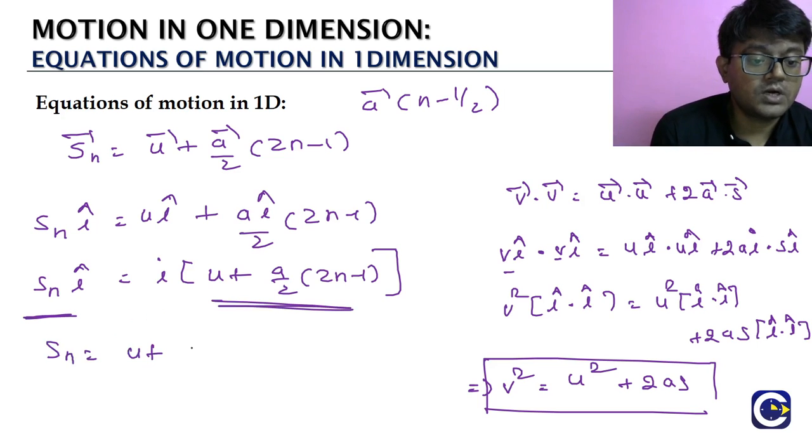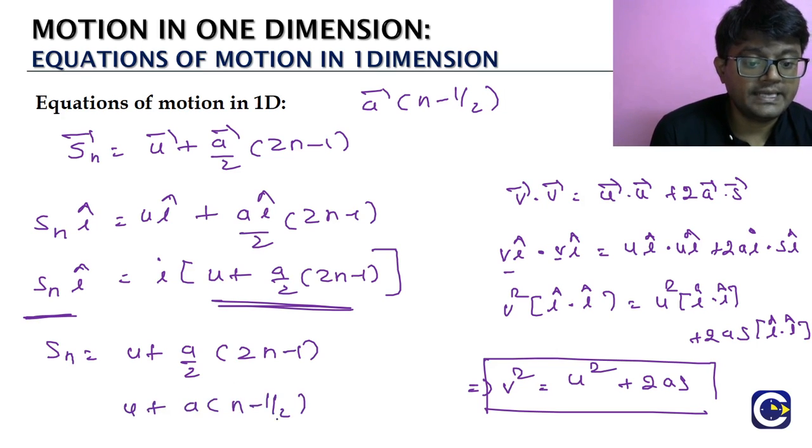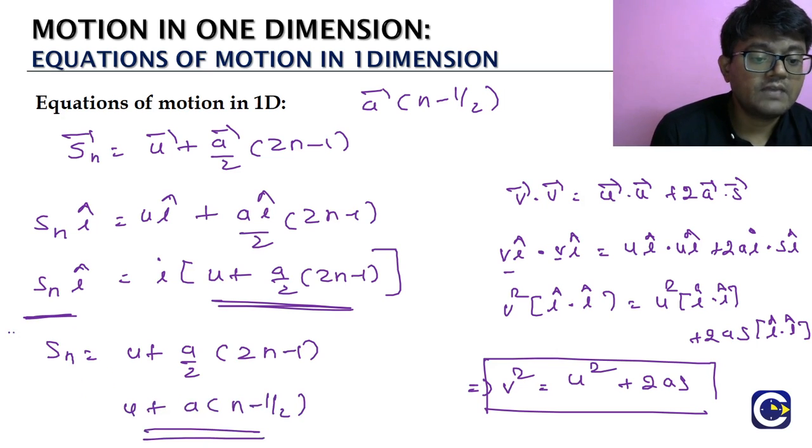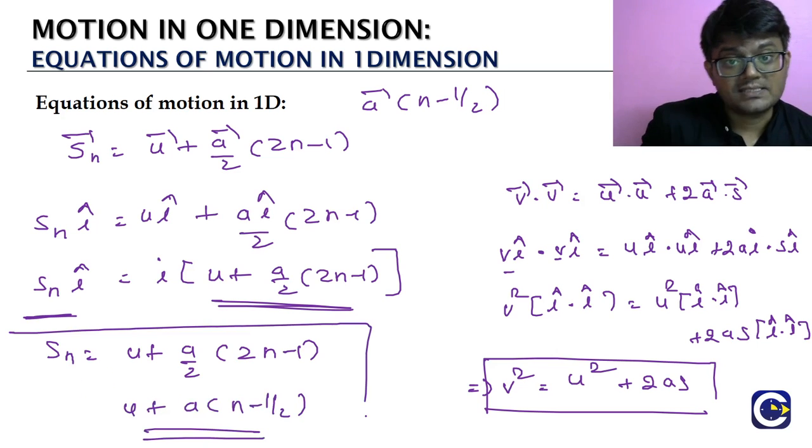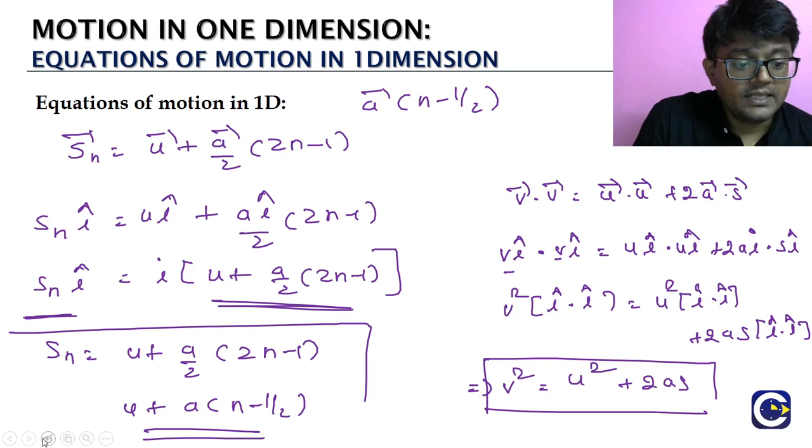Sn will be equal to what? U plus A by 2 into 2n minus 1. Otherwise we can also write it as what? U plus A into n minus half. So you'll see here this equation is also becoming like a scalar equation.